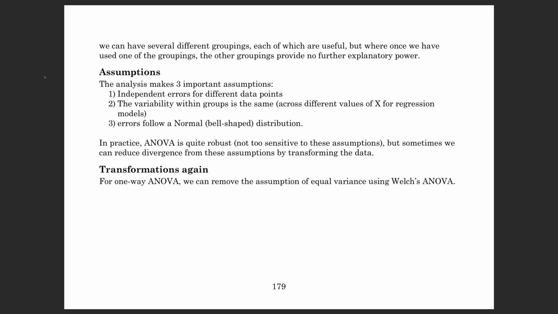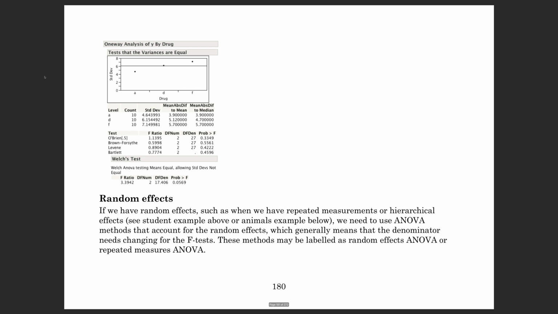So what can we do with transformations? Well, first of all, if we're doing just one-way analysis of variance, we can remove the assumption of equal variance using what's called Welch's analysis of variance. So this is coming back to our example with the drugs.